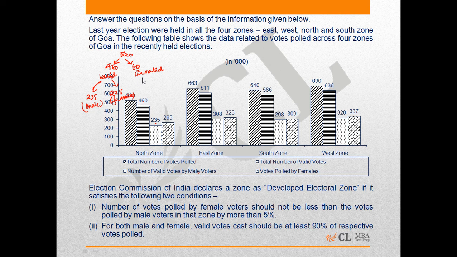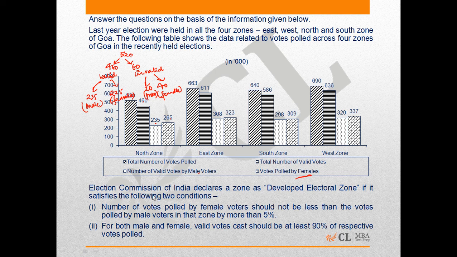Now, 265 votes are polled by females. So if 265 votes were polled by females and 225 are the valid votes, it means the 40 votes which were invalid are by female and the 20 remaining are by male. Now writing down this tree in a tabular format for all the four zones, we will have a crystal clear idea about what all is happening among the people.